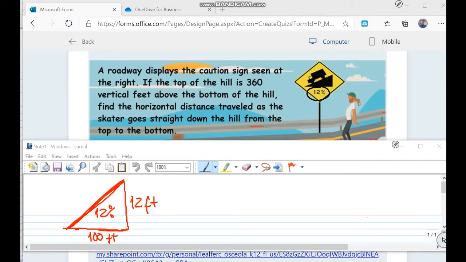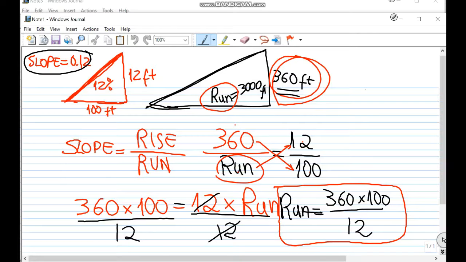Now you type your answers, type your guess. If you don't know how to calculate, never mind, you can type your guess, your feeling. What do you feel is the right answer? What's the horizontal distance that the skater is going to travel if he goes all the way from the top of the hill to the bottom? Type your answers now. So the answer for our bell work is going to be run equals 360 times 100 over 12. And then we find the right answer, 3,000 feet.